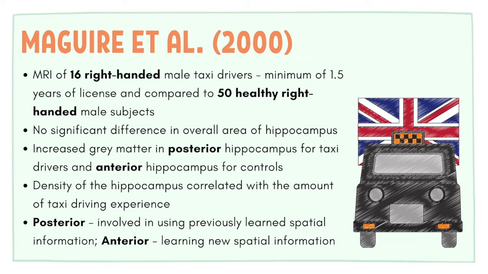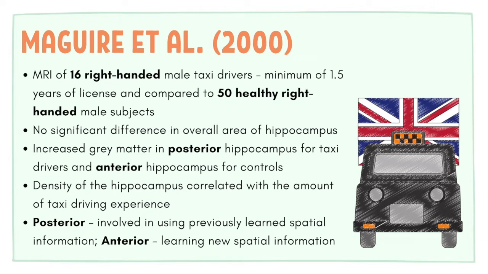So the pixel counting in this research indicated that there was no significant difference in the overall area of the hippocampus. However, there were regional differences. So basically within the hippocampus, they saw differences. The posterior hippocampus was significantly larger in the taxi drivers, and the anterior hippocampus was larger in the control group, basically the participants who were non-taxi drivers.